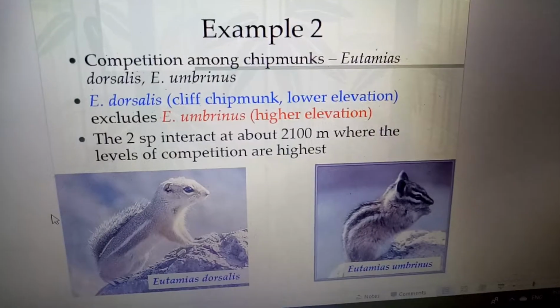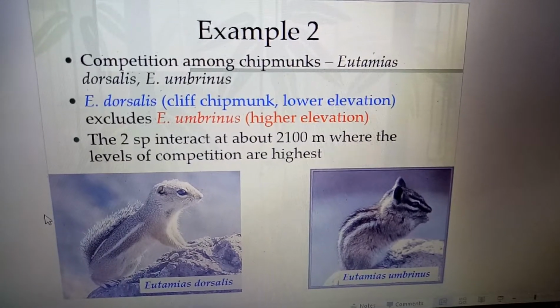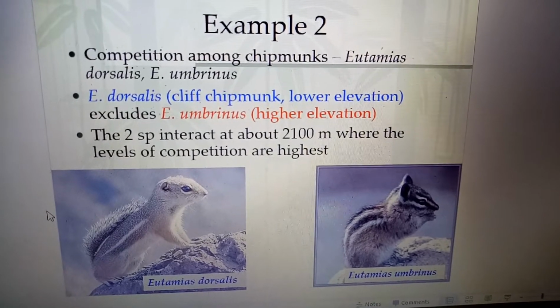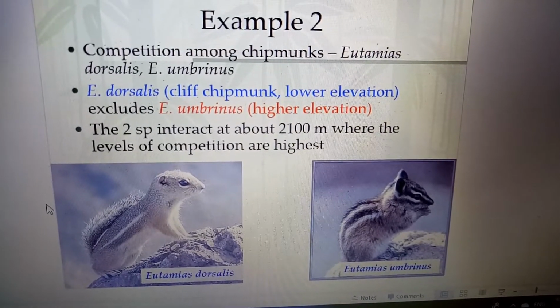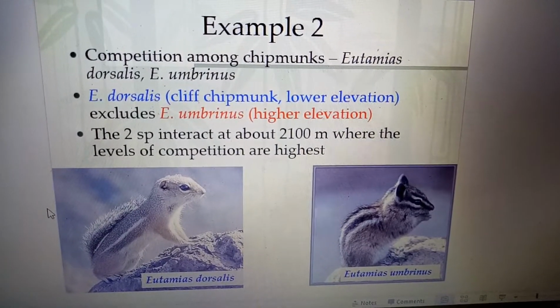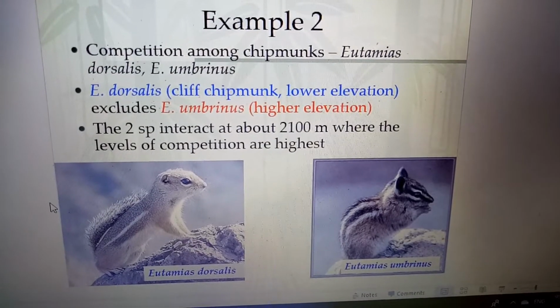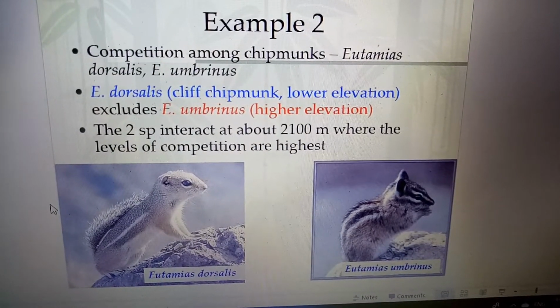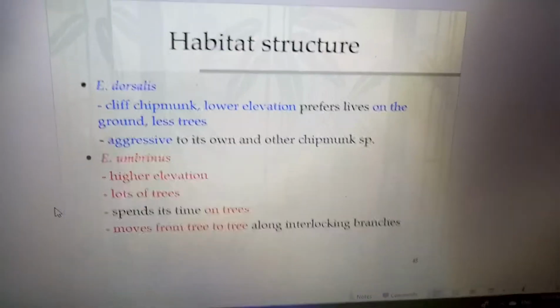Example number 2, competition among chipmunks, Eutamias dorsalis and E. umbrinus. E. dorsalis chipmunks live at lower elevation, and E. umbrinus at higher elevation. The two species interact at about 2,100 meters, where the level of competition is highest. Okay, so what happened?